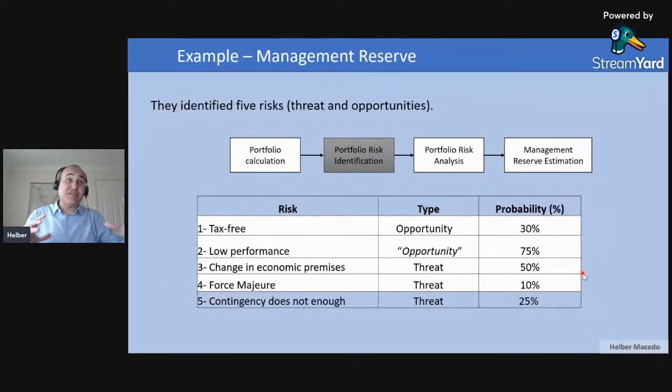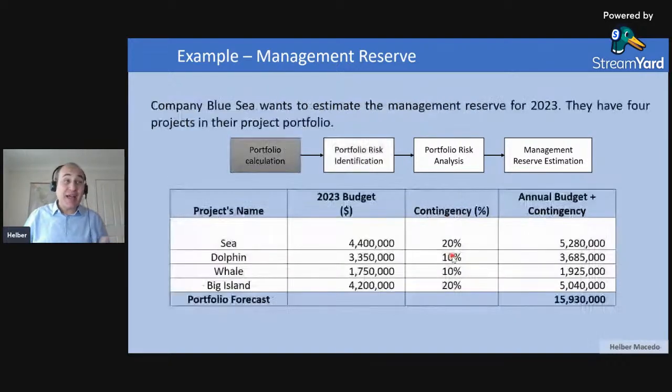That is the identification of the portfolio risks. So you can see here the risks that I am identifying, and I'm saying whether it is an opportunity or a threat. And I would like just to discuss 2 of them because they are important. Number one is low performance. What is this that I'm saying is an opportunity? I'm saying that in reality, one of these projects will not use all this money during 2023.